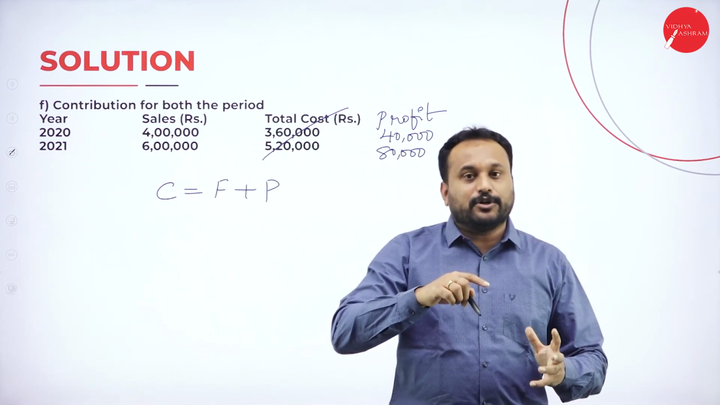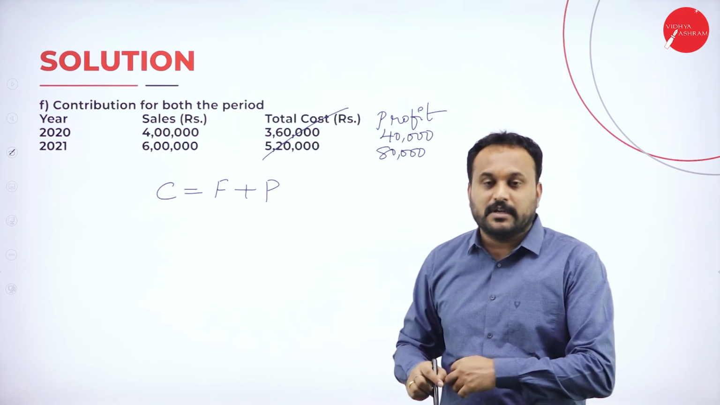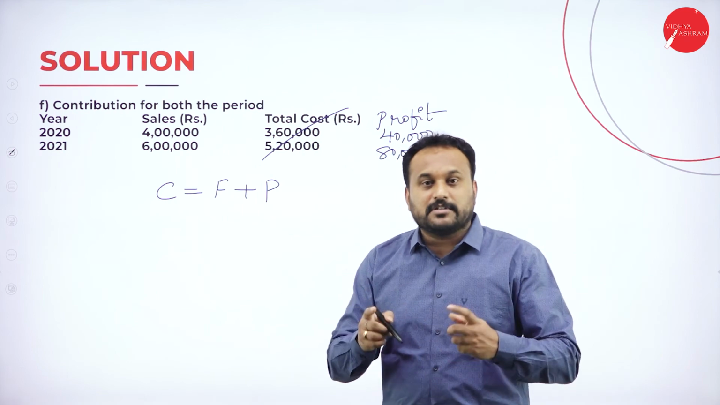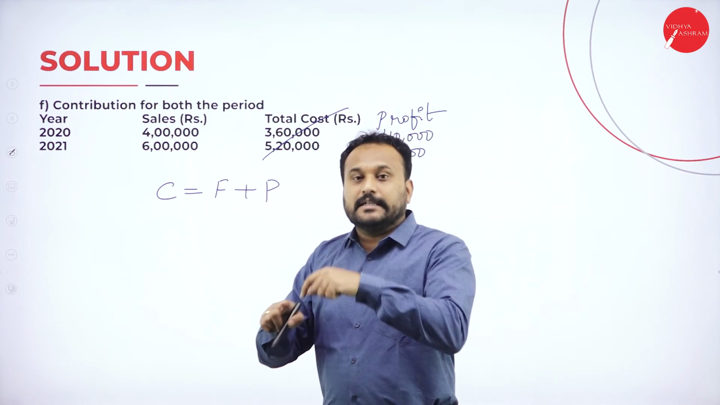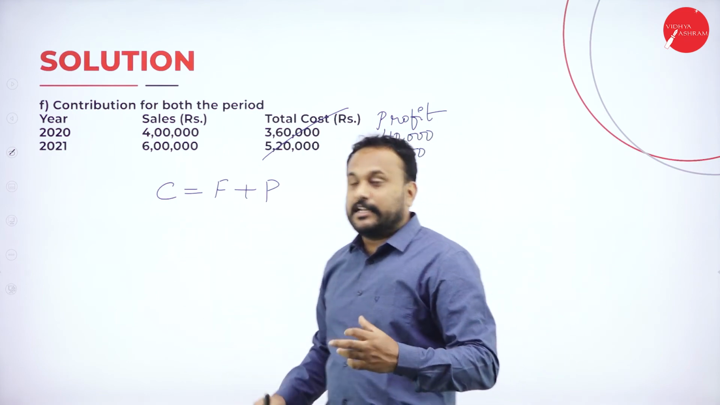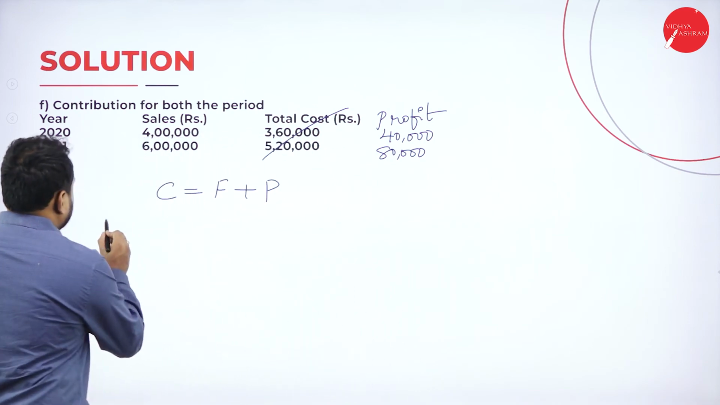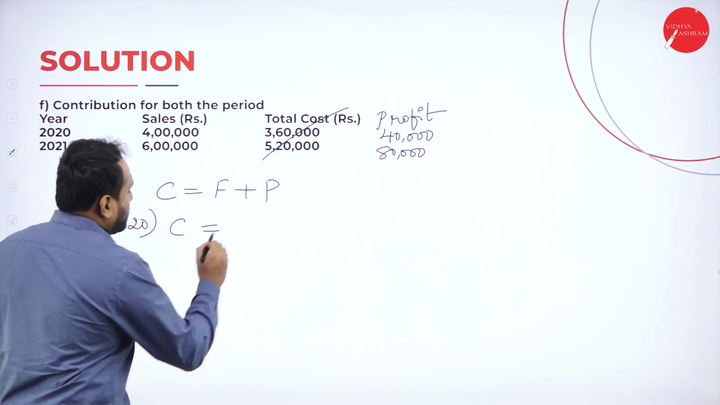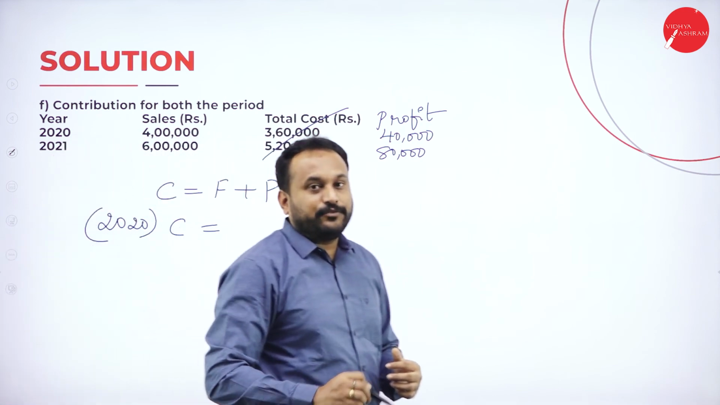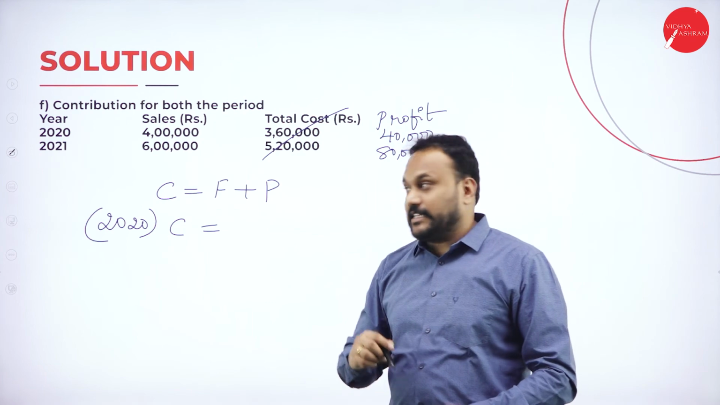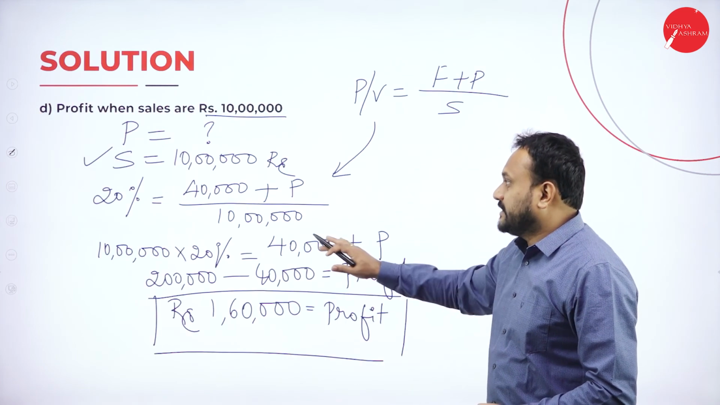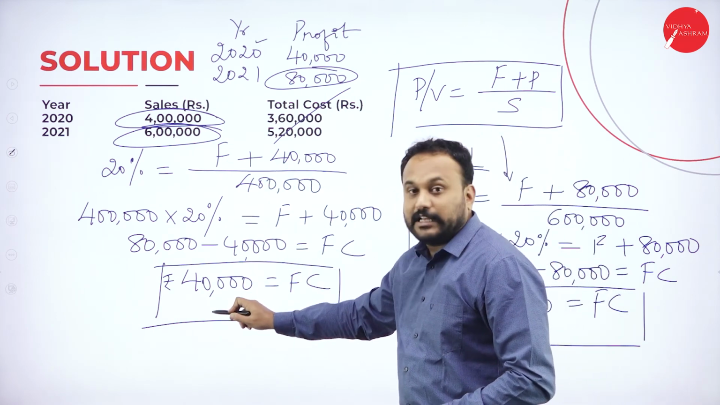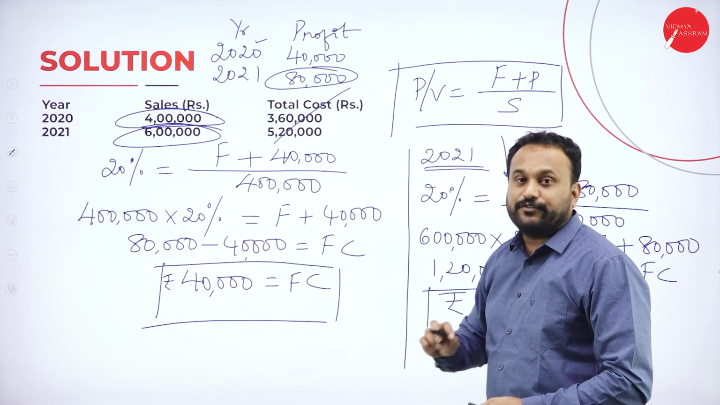Now, sir, C is equal to S minus V is also there, no? But here we don't have variable cost. You don't know contribution, you don't know variable cost, so we can't take that formula. That's the reason we go with this formula. So let's go with 2020 contribution. Here only we'll write 2020. Now, what is the contribution equal to? Now fixed cost, we have already found fixed cost, isn't it? I'll just show you where exactly we have found the fixed cost. Fixed cost, how much is it? 40,000.